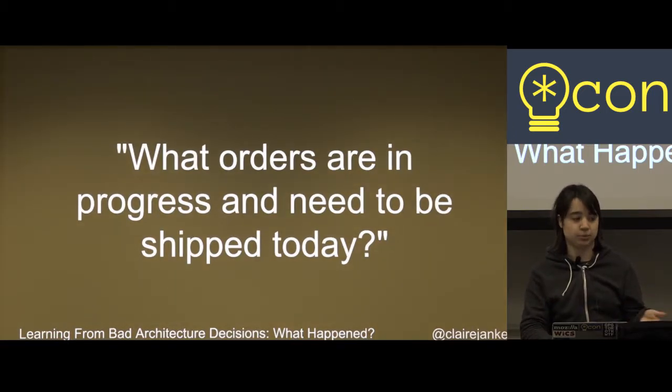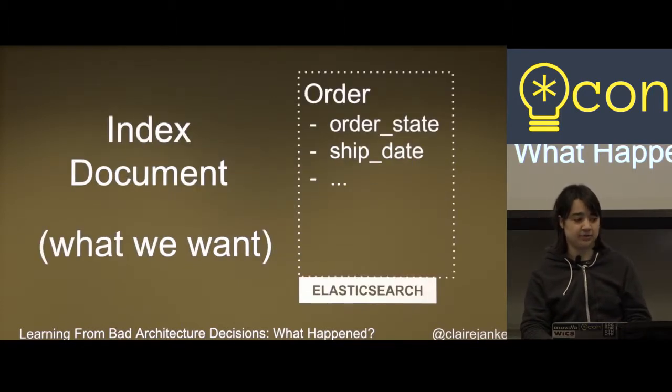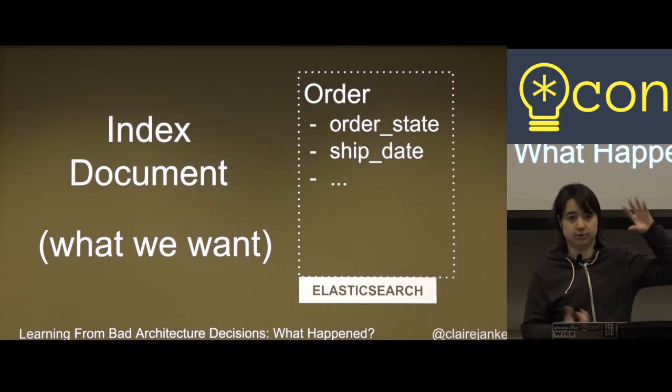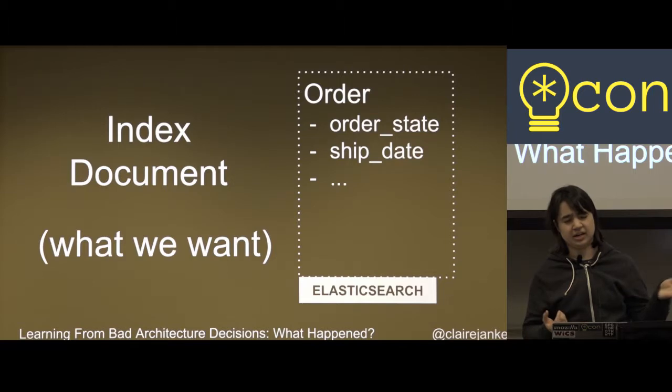So back to what orders are in progress and need to be shipped today? What data do we need to answer that question? We decided an index is made up of lots of documents, and each document represents an order in our case. So what kinds of information would we need in that document?